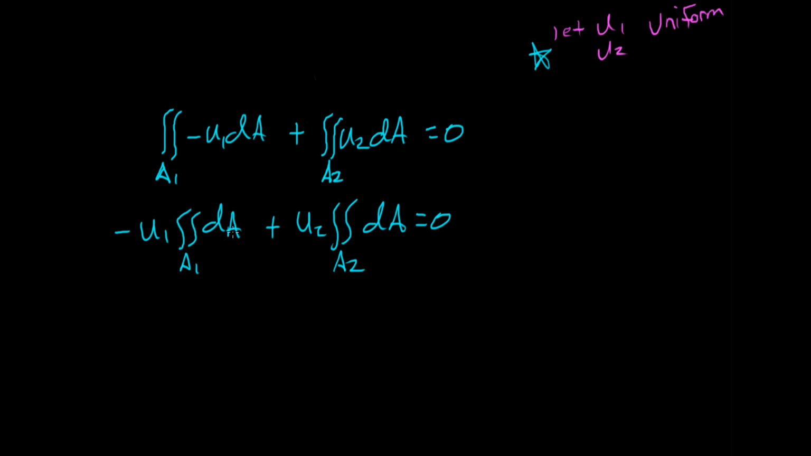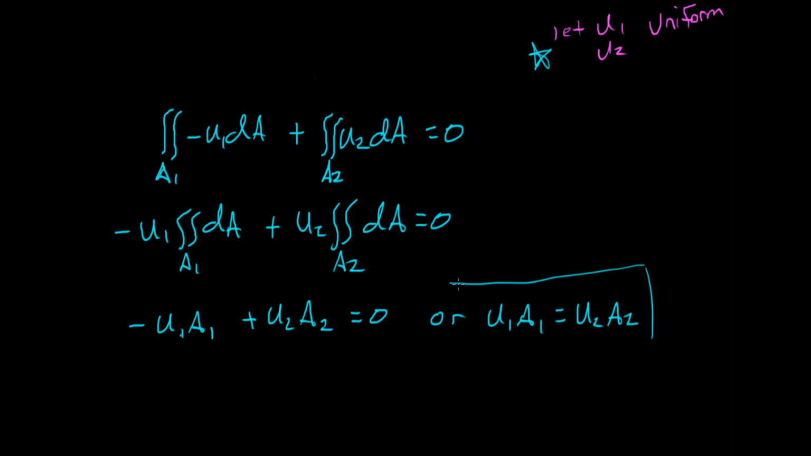Now, you could sub in differential areas for this, but there's nothing in there, so what's the integral over the area of the differential area? Well, just the area. So we get minus U1 A1 plus U2 A2 equals 0. Or you could write that U1 A1 is equal to U2 A2. Probably something that you saw coming because this was a fairly simple example.